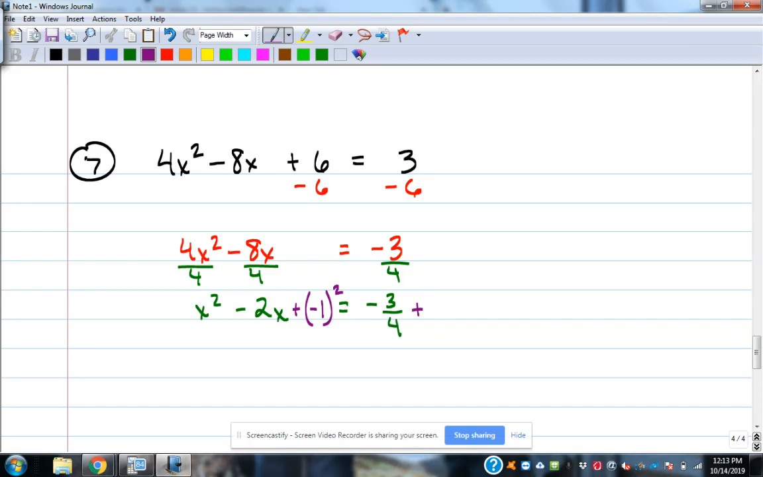When you square negative 1, what do you get back? 1. So notice how I'm writing it on the left side. I'm just putting what half of b is in the parentheses there, because I know when I factor this side, what's it going to be? X minus 1, right? In the factor. And then on the other side, we got negative 3/4 plus 1. So if you got $1 and you take away 75 cents, you got a quarter left, right? Now what? Take the square root of both sides, right?